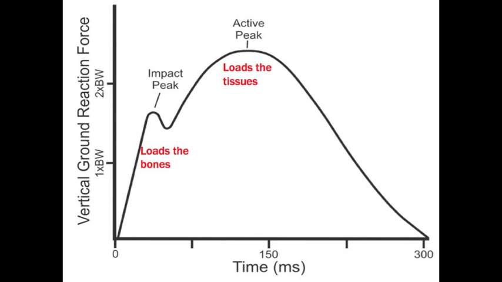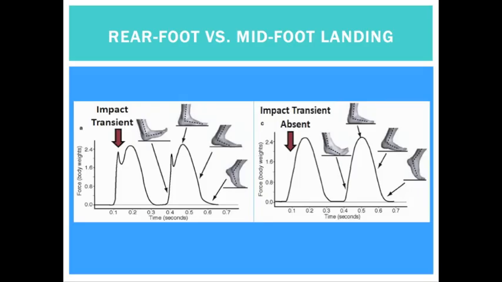The impact peak is smaller in duration, but varies a lot from person to person depending on the way they land, their body weight, and orientation. People who land on their rear feet or heels during running tend to have a more profound impact peak because they are loading the bones at a greater magnitude.